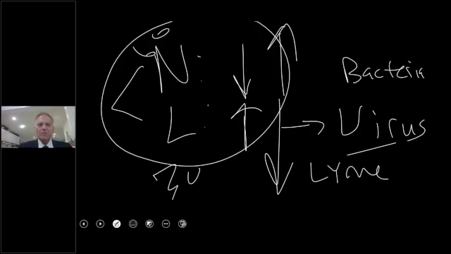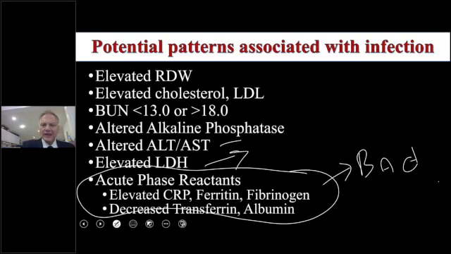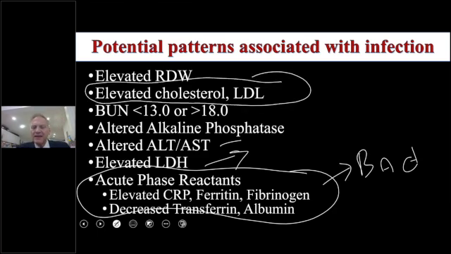All right, so these are the secondary factors right here. I'm going to give you the strongest indicators of chronic infection or even acute. If you see elevated cholesterol, elevated LDL, but it doesn't really fit a cardiovascular pattern.